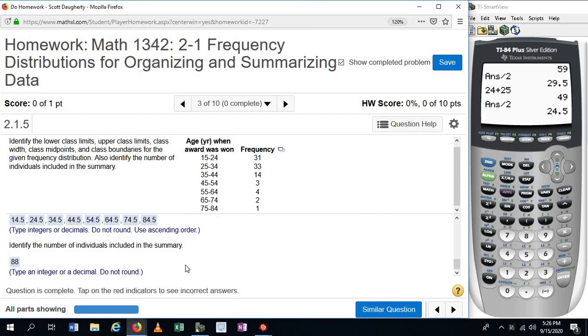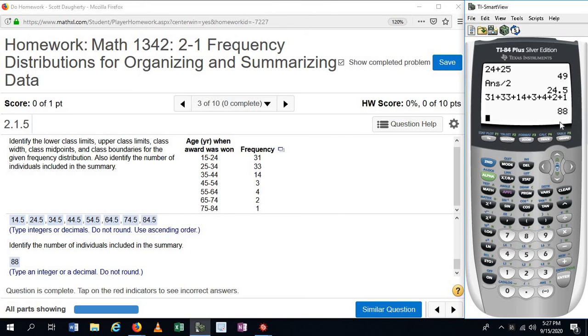Okay, so the last thing we have to do here in this problem is identify the number of individuals included in the summary. And so to find that, you just have to add up all the frequencies in this table. So I'm just going to add up all these numbers, 31 plus 33 plus 14 plus 3 plus 4 plus 2 and then plus 1. And so you can see there were a total of 88 individuals in this particular summary.